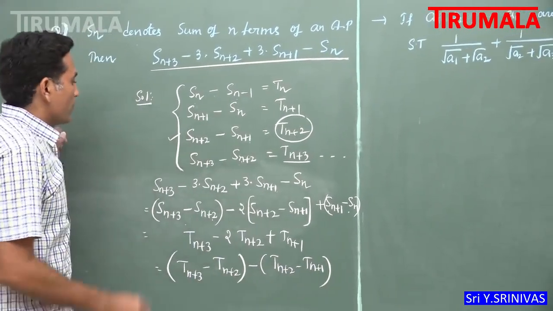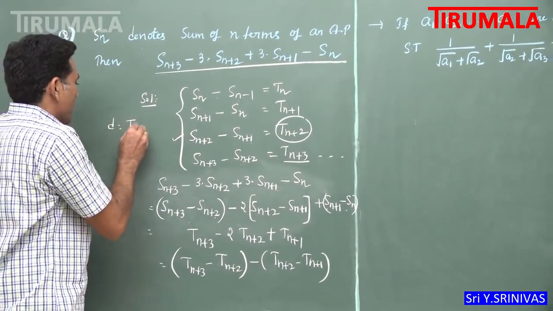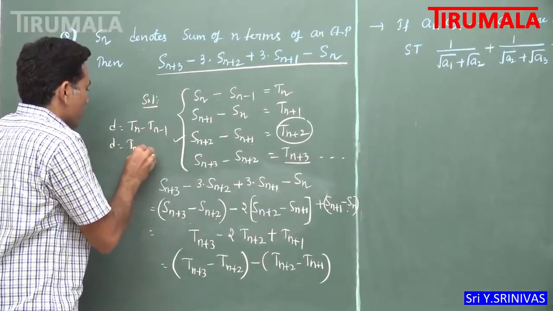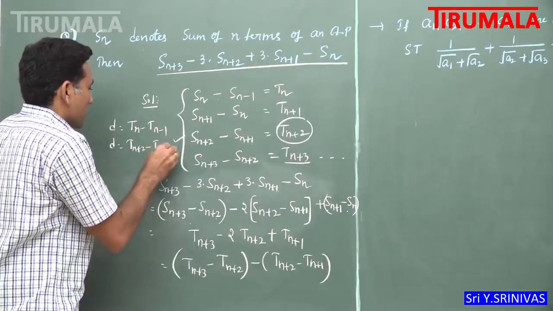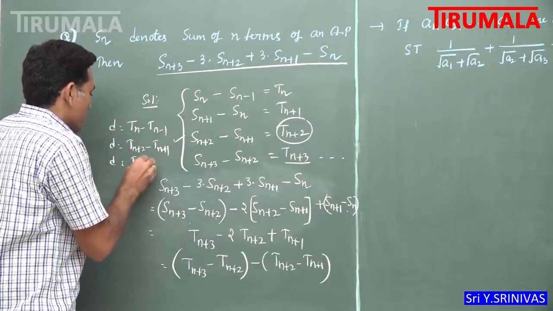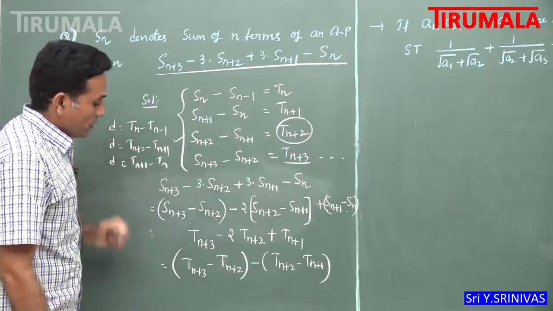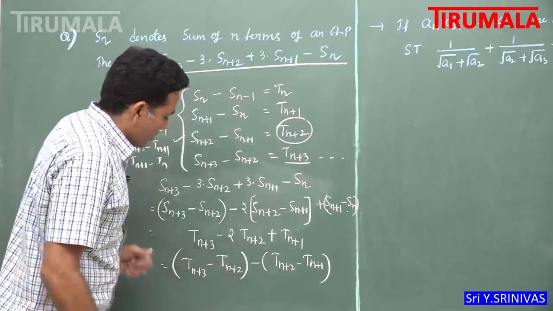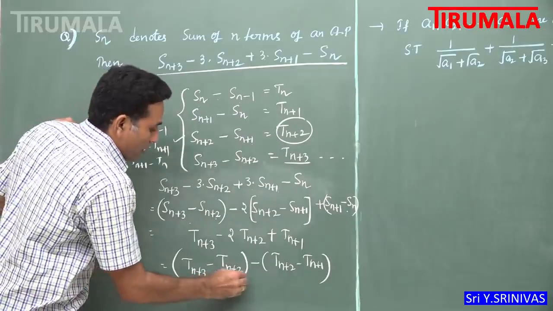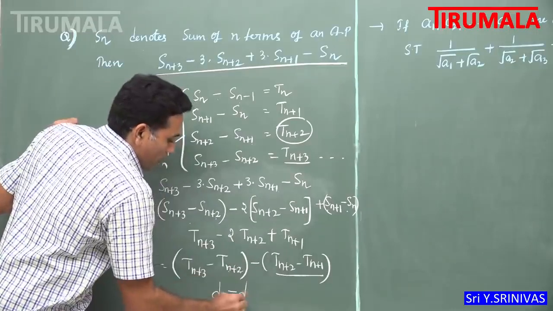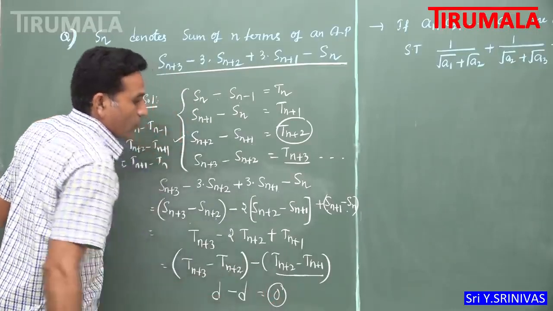What is the common difference, students? Common difference is Tn minus Tn minus 1, otherwise Tn plus 2 minus Tn plus 1, otherwise Tn plus 1 minus Tn. The difference of a term and its preceding term is the common difference. Tn plus 3 minus Tn plus 1 is also the common difference. D minus D equals 0.